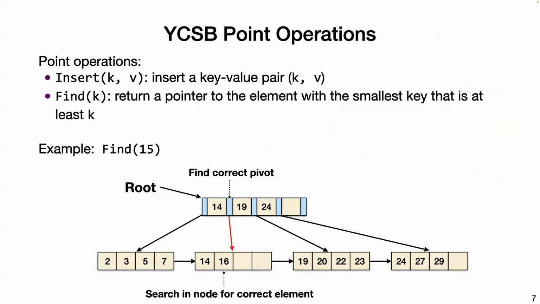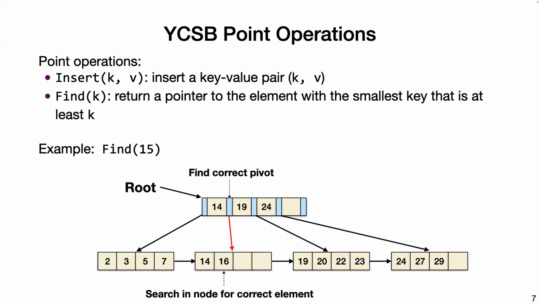In YCSB, I think they're called put and get, but I'll call them insert and find, because that's more traditional data structure language. You have these point operations. Insert: you have a key and value, and you want to insert this into your data structure. And find: you give it a key, and you return, as in a traditional find, a pointer to the smallest thing larger than the key that you're looking for. If K is in there, you would return the pointer to K, but if it's not, then you return the thing right after it.